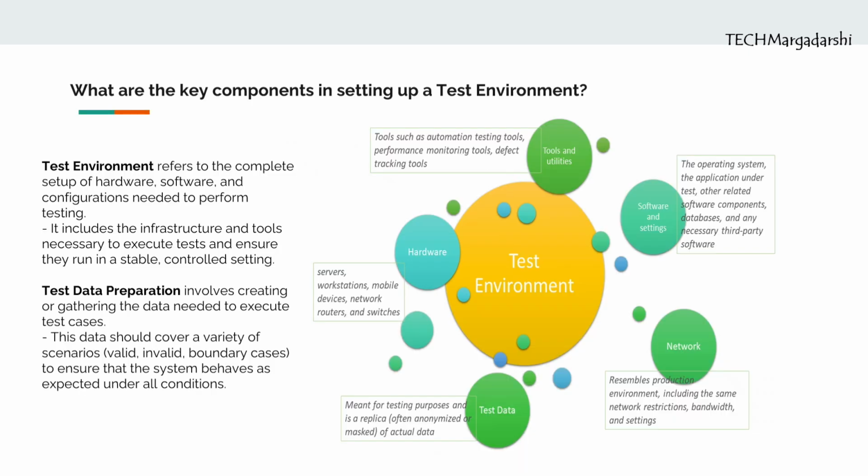Now, move on to the test environment setup phase. What are the key components in setting up a test environment? Test environment refers to the complete setup of hardware, software, and configurations needed for testing. It includes all the infrastructure and tools required to execute tests and ensures they run in a stable, controlled setting.